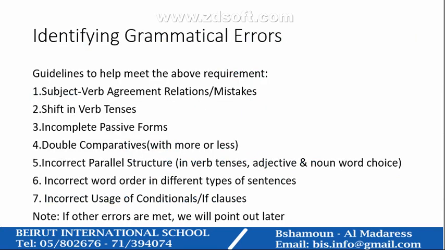We're going to be proceeding with the second part of mock test 20, particularly parts E and F, beginning with identifying grammatical errors, and here are some guidelines to help meet that requirement. Subject-verb agreement mistakes are to be given attention to, shift in verb tenses, incomplete passive forms, double comparatives, incorrect parallel structure, incorrect word order in different types of sentences, incorrect usage of conditionals, if clauses. If other errors are met, we will point out later.